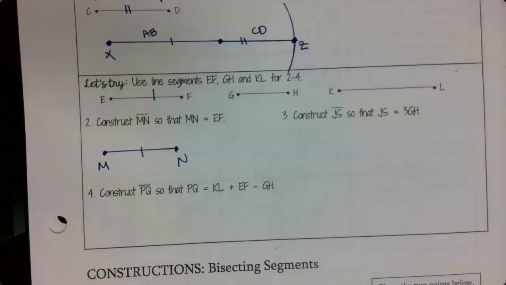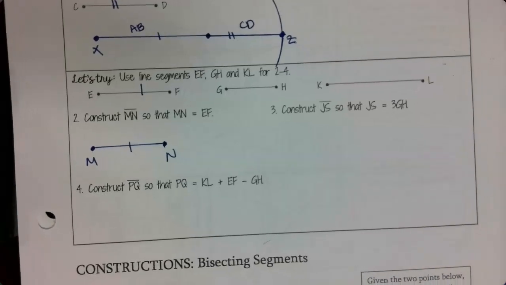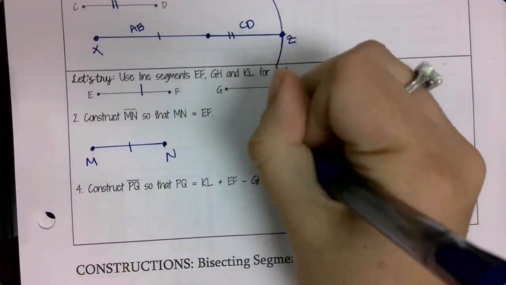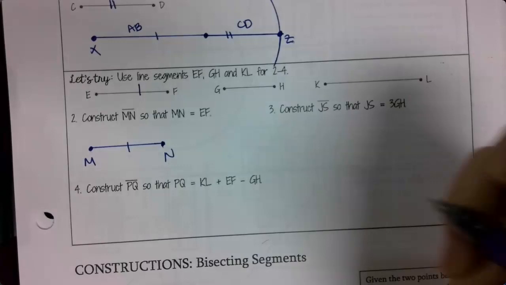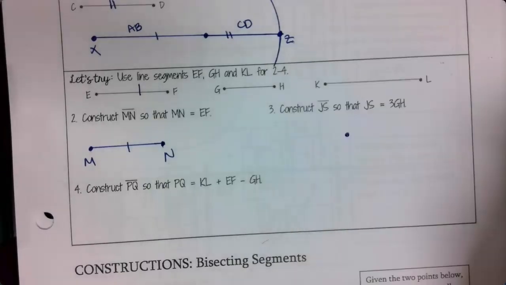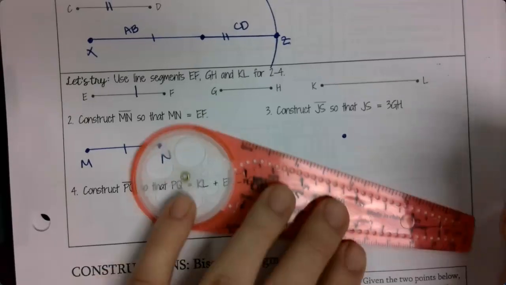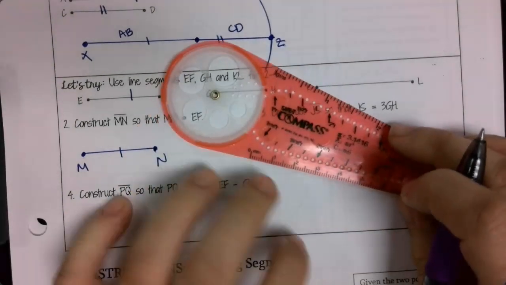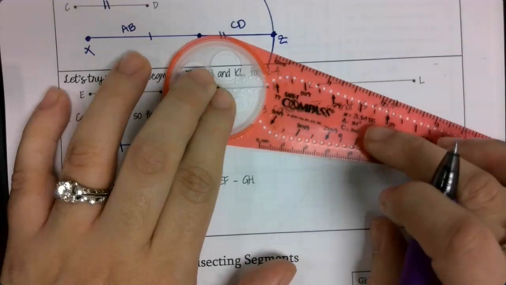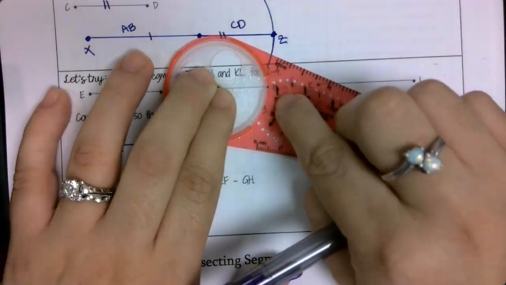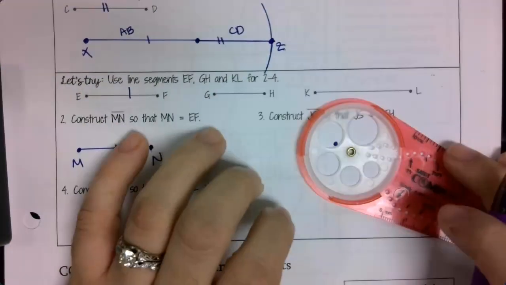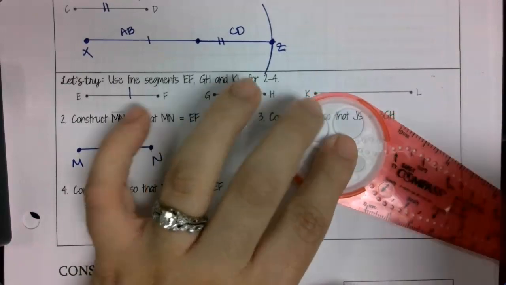Okay. Number 3 wants JS to be 3 times as long as GH. So I'm actually going to draw my point in the middle right now, because I know I need to make it bigger, so I know that means I'm going to have a circle. So for G to H, I line up, I find my golden part, and I find the hole that works, which is this one. Then for the dot I drew, I'm going to draw this complete circle.